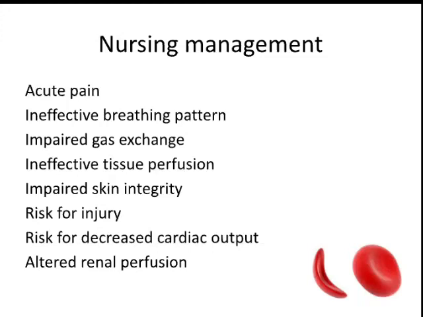Ineffective tissue perfusion, because of the occlusion by the sickle cells, the patient will not get enough tissue perfusion. Risk for impaired skin integrity: the patient's joints and skin will get impaired because of decreased oxygen supply. Risk for injury. Risk for decreased cardiac output: this patient has a high risk of getting congestive cardiac failure. So there is possibility of decreased cardiac output and altered renal perfusion.